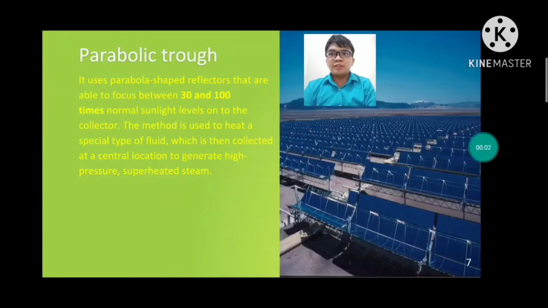Now let's discuss the first example, which is called parabolic trough. It uses parabola-shaped reflectors that are able to focus between 30 and 100 times above the normal sunlight levels onto the collector. The method is used to heat a special type of fluid, which is then collected at a central location to generate high pressure superheated steam. In this picture you can see the Solar Energy Generating Systems, the largest operating solar thermal plant in the world, which is located in the Mojave Desert, California, United States of America.